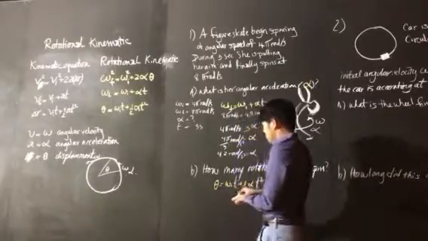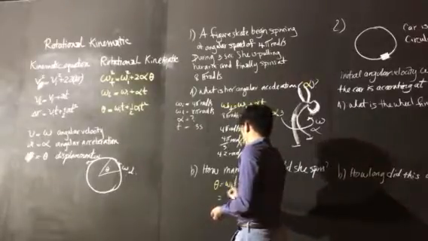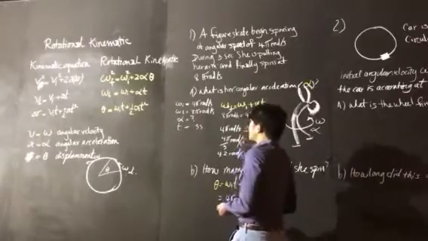So now I'm just going to substitute the values in. This is 4.